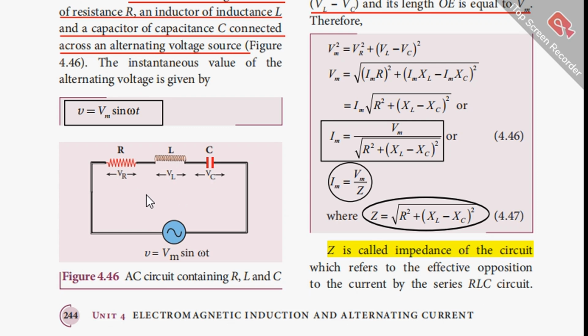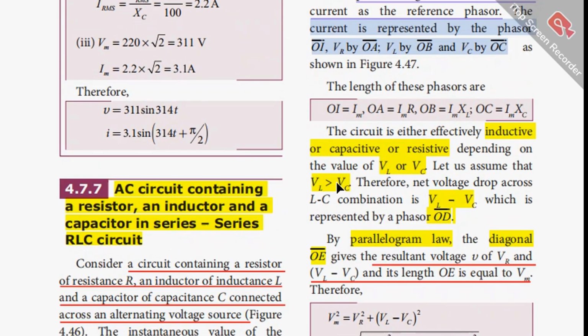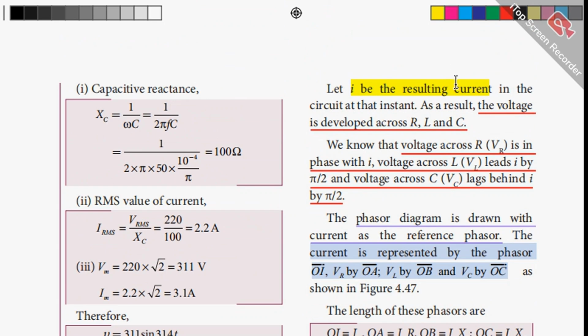Let us consider the voltage across the resistance as VR, across the inductance as VL, and across the capacitor as VC. So this is the expression for the instantaneous value of alternating voltage. Now, if I is the resulting current in the circuit at that instant, because of that, voltages are developed across R, L, and C, which are given by VR, VL, and VC.